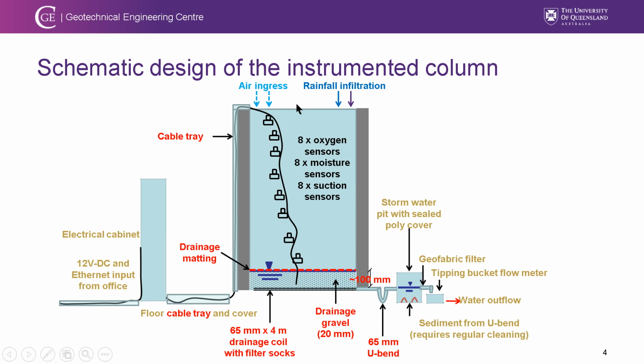The waste rocks will be placed inside the column, and the instruments stretch from the bottom of the column all the way up to the top, and then follow a cable tray connected to a data logger. The data logger will automatically transmit all the data to the web cloud for visualization. In total, we have 8 oxygen sensors, 8 moisture sensors, and 8 suction sensors deployed for each column.